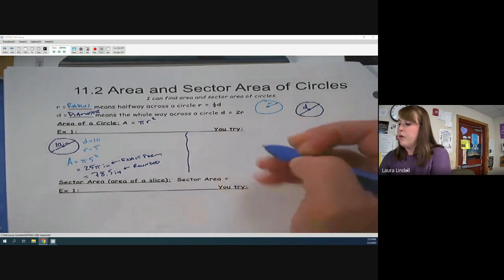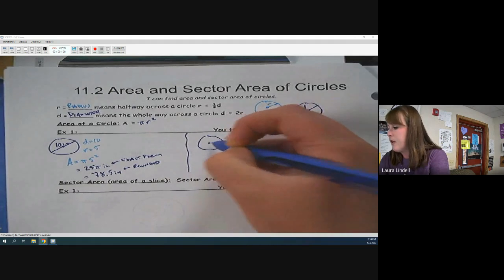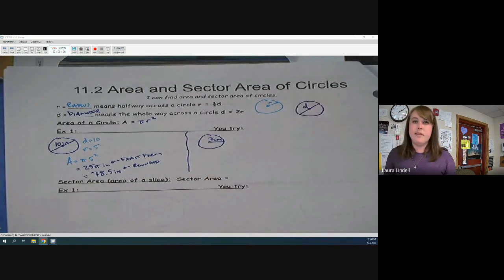Why don't you go ahead and try one? Here's a circle. I'm going to say that is 7 centimeters. So watch out. This time you were given a radius right away. Pause the video for a second, give it a try, and then restart the video once you think you have it, and we'll go over it.